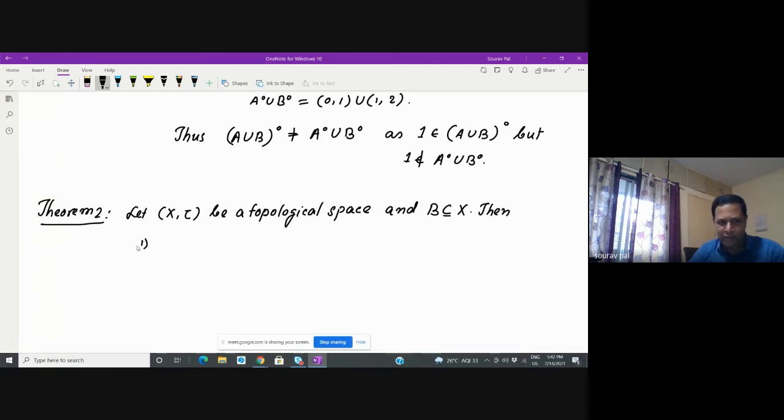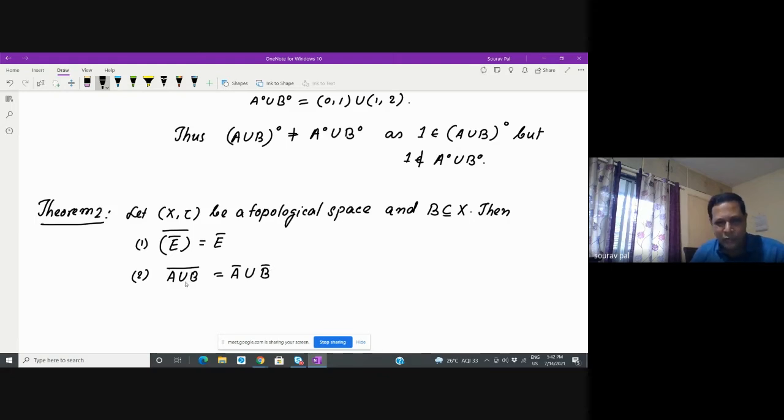Then what do we have? Number one, what happens with E closure? Its closure is precisely equal to E closure. Number two, here you have A union B closure is equal to A closure union B closure.